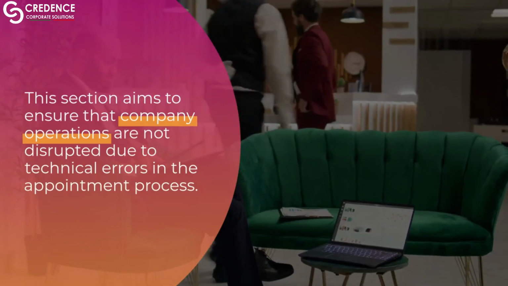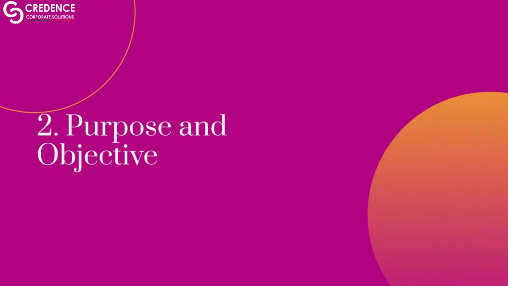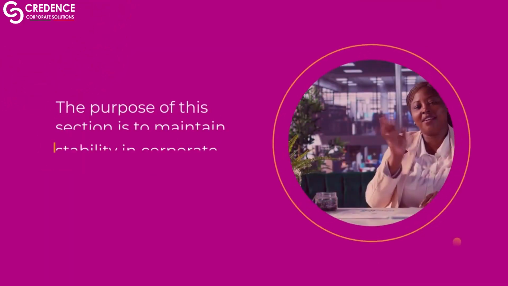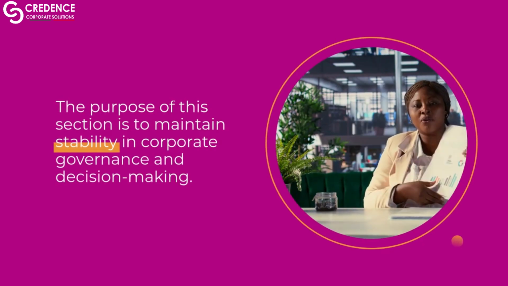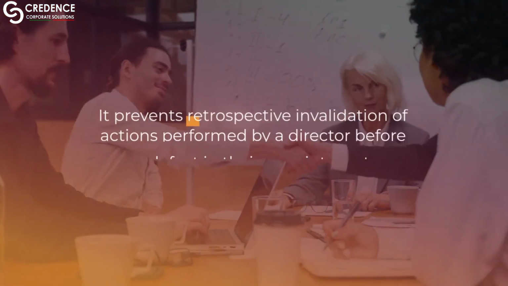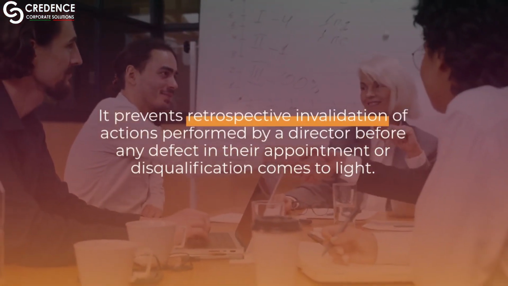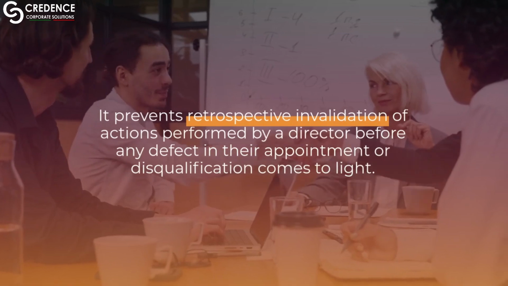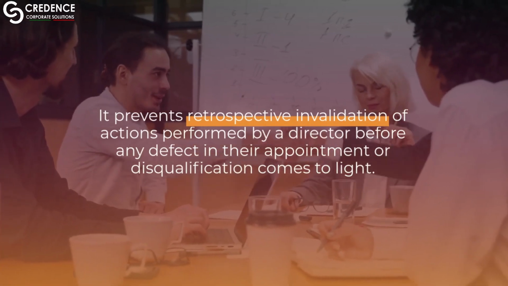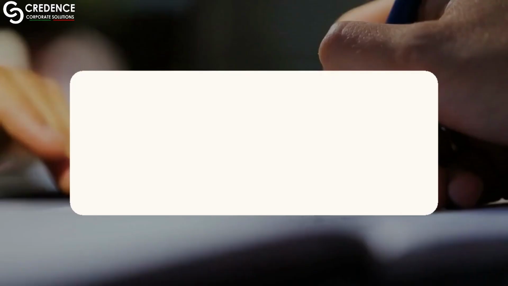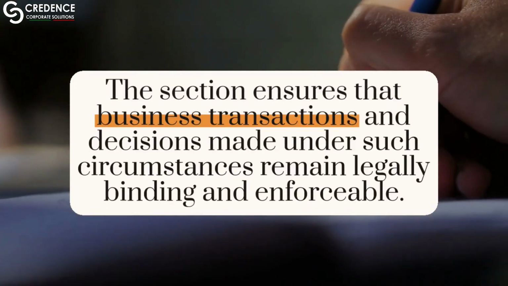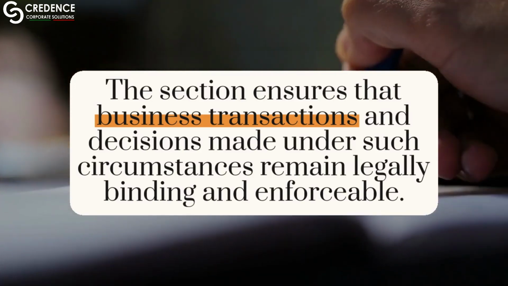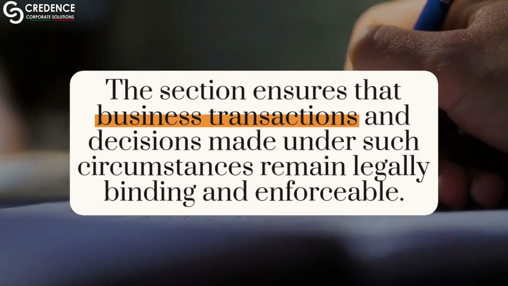This section aims to ensure that company operations are not disrupted due to technical errors in the appointment process. 2. Purpose and objective. The purpose of this section is to maintain stability in corporate governance and decision-making. It prevents retrospective invalidation of actions performed by a director before any defect in their appointment or disqualification comes to light. The section ensures that business transactions and decisions made under such circumstances remain legally binding and enforceable.